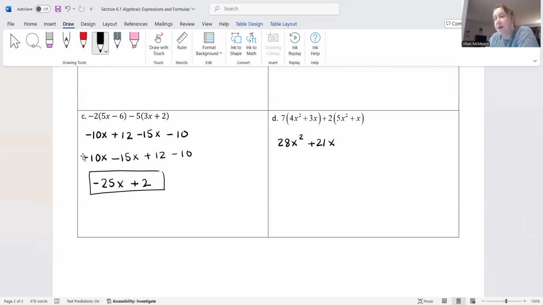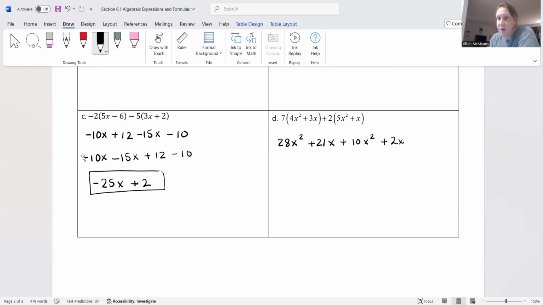And then for the second set of parentheses, I need to distribute a 2. So I get 2 times positive 5x squared, which is going to be 2 times 5 is 10, and then keep the x squared. And then 2 times x is just 2x, okay?